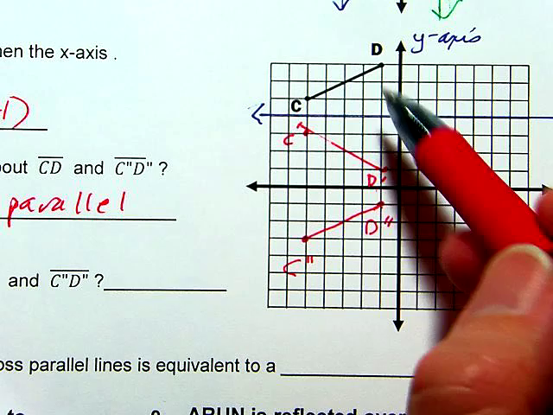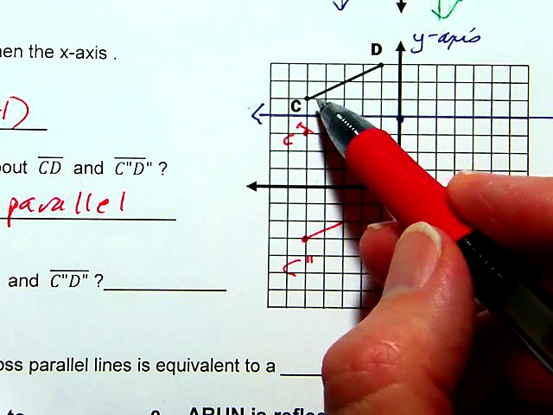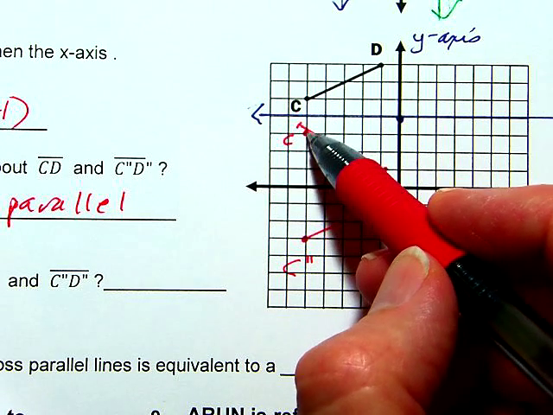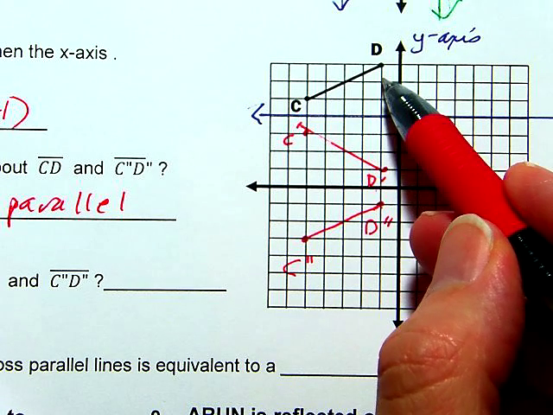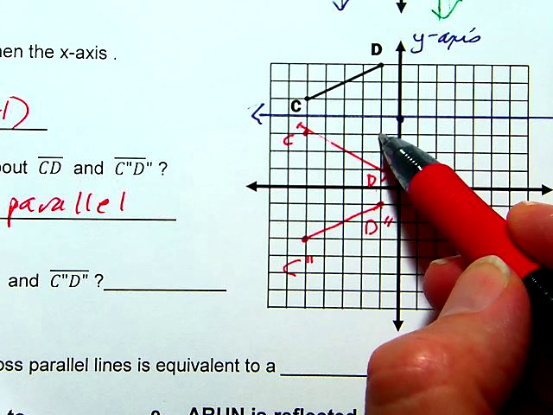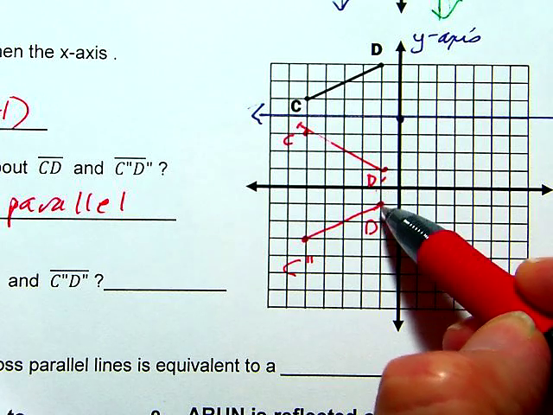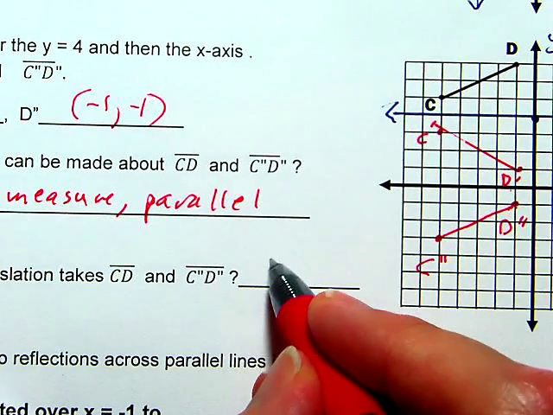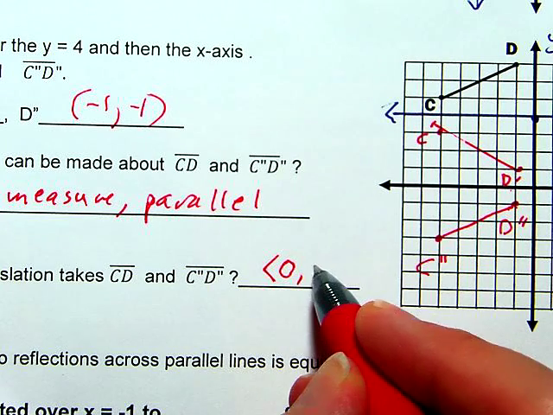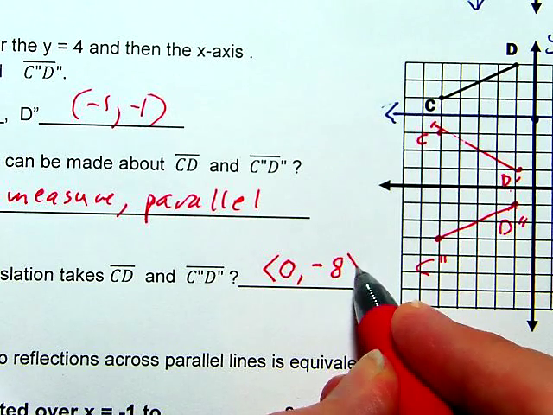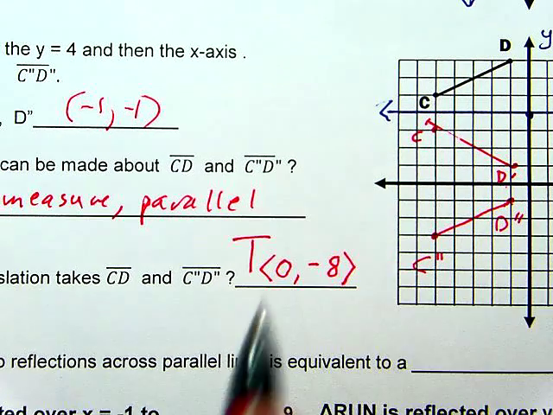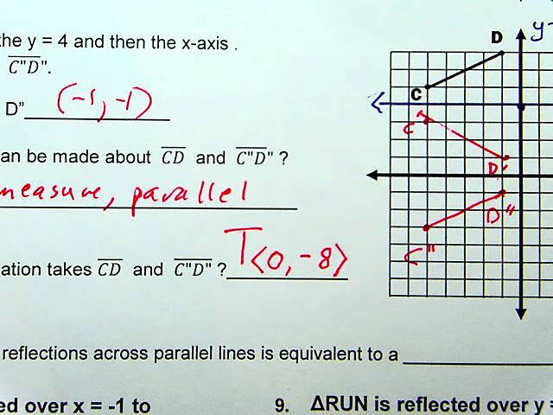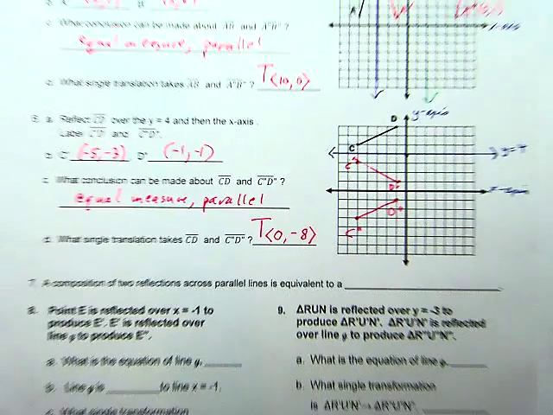The only question is, how many units do you have to translate? So it would be 1, 2, 3, 4, 5, 6, 7, 8. And the same thing for D: 1, 2, 3, 4, 5, 6, 7, 8. So we have 0 units to translate in the x direction, and negative 8, we're going downward in the y direction. And so if we write it as a translation, we would have T sub angular brackets 0, comma, negative 8.